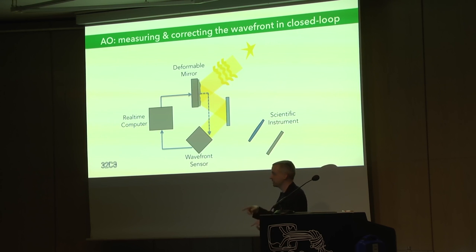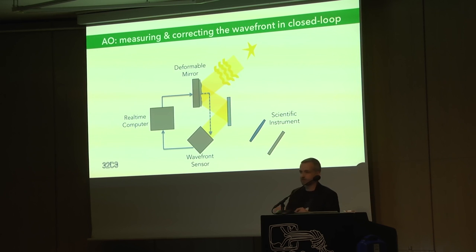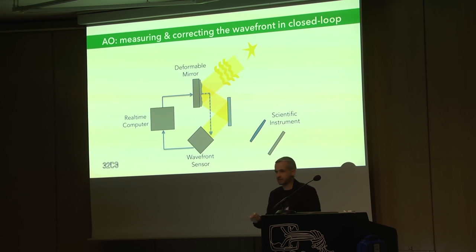And also, of course, in the next second or split second, this pattern will have changed because the atmosphere is dynamic. If it wasn't dynamic, we wouldn't need to do this in real time. But we have to do it in real time. Real time meaning we have to do this correction and calculation and sensing at a rate of about 1 kilohertz, so 1,000 times a second.